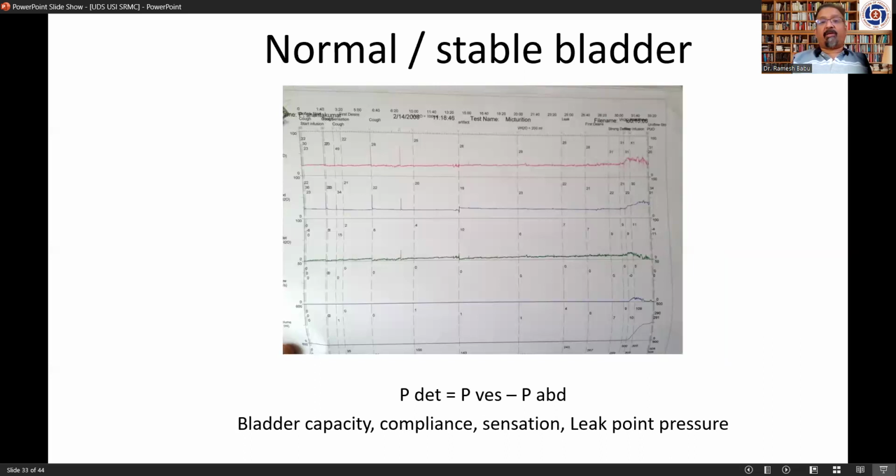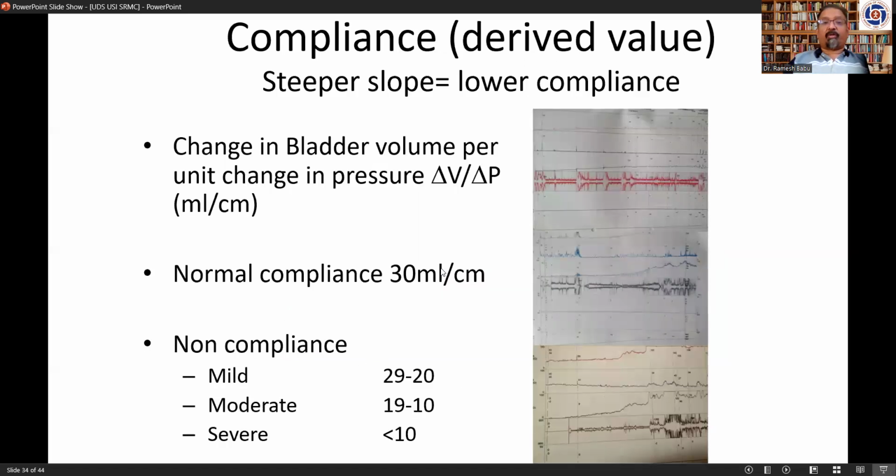So a typical normal urodynamic study is where the pressures are stable throughout, and there is no rise in pressures in the pediatric bladder. Compliance is basically a derived value. Compliance is delta V by delta P, and it has an inverse relation to the slope. The steeper the slope, the lower the compliance. So the normal compliance is around 30. In a patient with mildly impaired compliance, it's 29 to 20. Then moderate is 19 to 10.